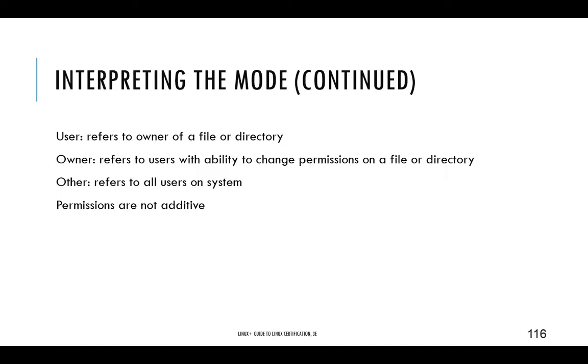Interpreting the mode, user is the one that owns that directory, or owner of a file or a directory. Owner refers to users with the ability to change the file or the directory. Other refers to anyone else that's on the system. And permissions are not additive, meaning that an other is not going to just arbitrarily get more permissions if he gets added to that file, or that file he's not going to get the folder. Or if he gets a folder, he's not going to get a file. They're not additive.